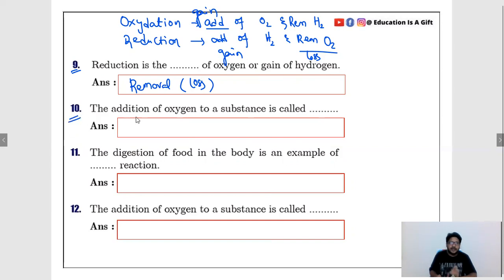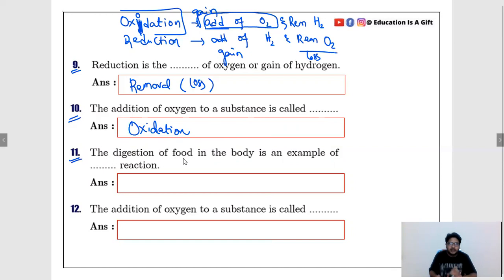10th, the addition of oxygen to a substance is called oxidation. Okay, you can go with OXI, that is also correct. Answer is oxidation. Sorry for the mistake. Number 11.